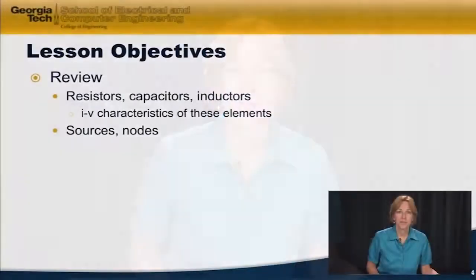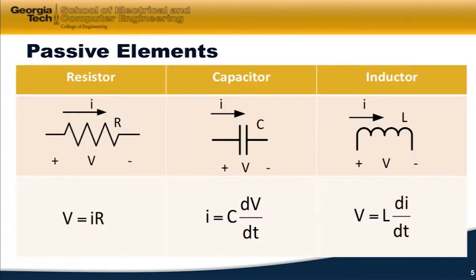do that as well. In this lesson, we will review resistors, capacitors, and inductors and their current voltage characteristics, as well as looking at sources and nodes. So let's look at these passive elements, a resistor, a capacitor, and an inductor.